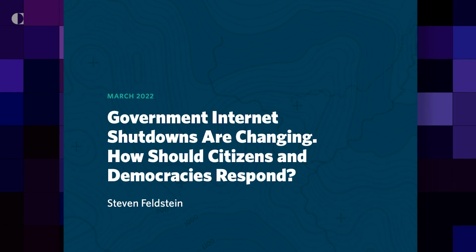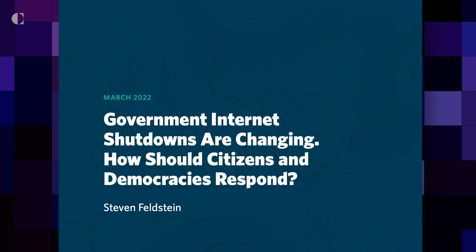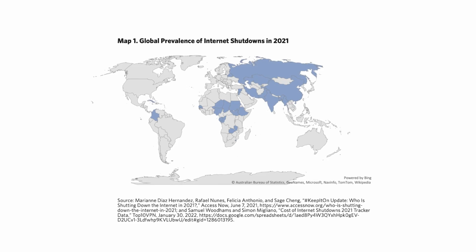So how can citizens in democracies respond? To answer these questions, Carnegie has released a new paper on internet shutdowns, describing trends, strategies, and responses.